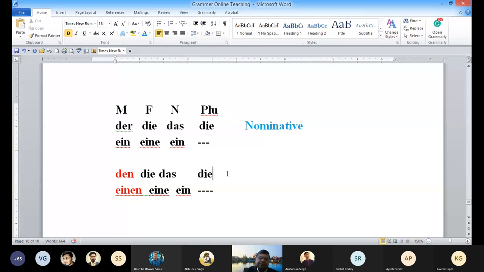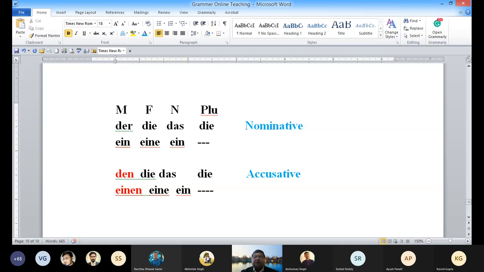And if they are used as an object, then they are called accusative. That means object. So these articles are for the subject noun, any noun which is used as subject. And this one, den or einen, others, they are used as accusative, meaning object. Now I am going to add one more, that is called dative. Then I will explain to you what that is.